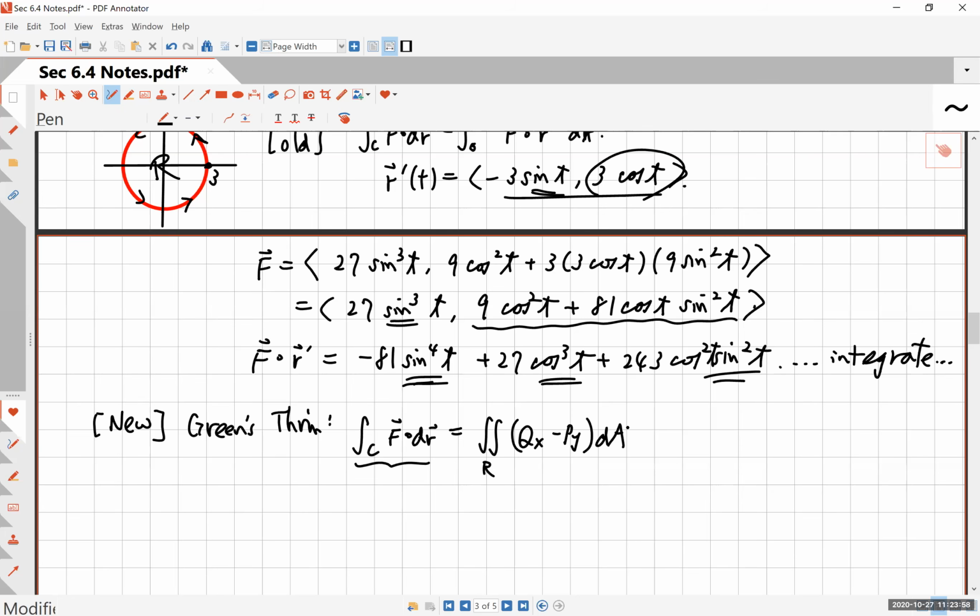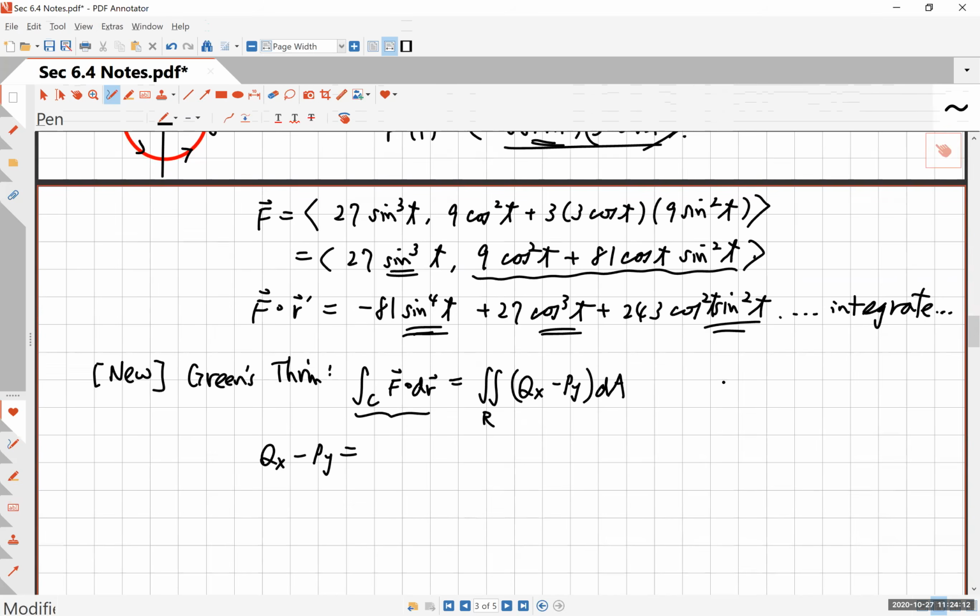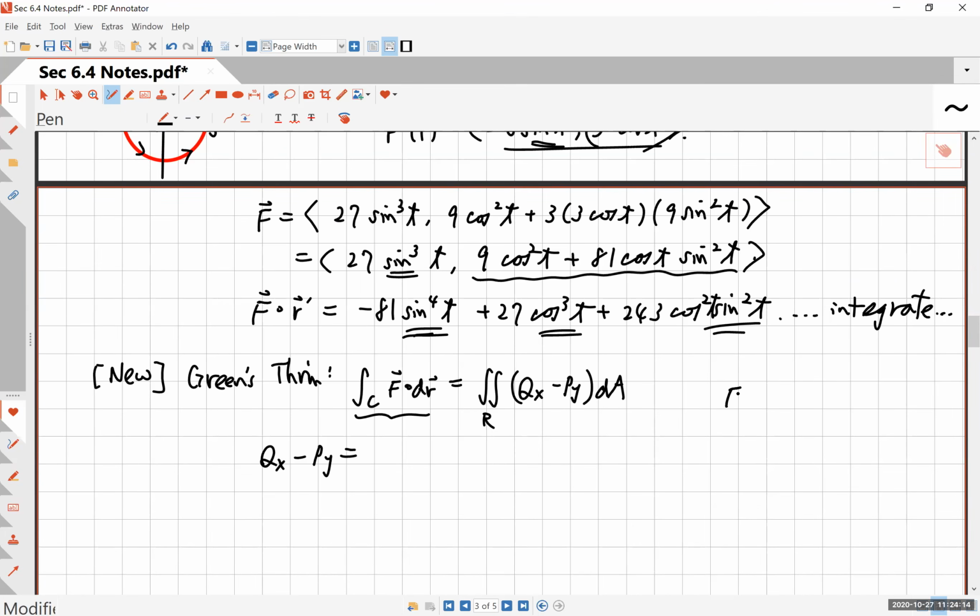And naturally, you may be interested in using the polar coordinates, right? Because R is a circular region. All right, so let's go ahead and try to figure out Qx minus Py. Do I have my thing here? All right, so I don't have this. Let me go ahead and write F again, just to make it easier. y cubed, x squared plus 3xy squared. That was my vector field F, capital F.